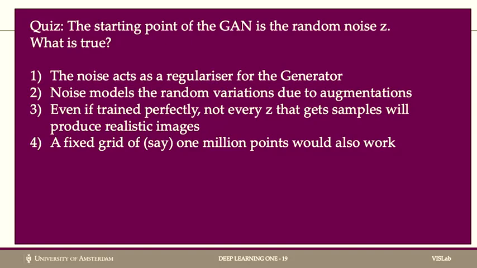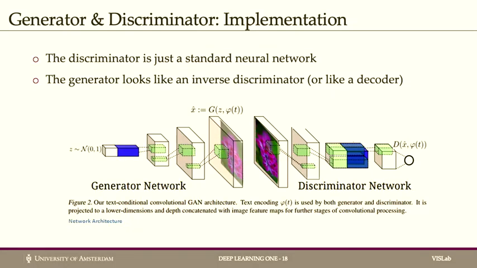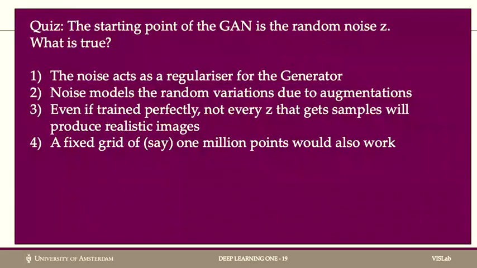All right, so we had in the last picture the starting point Z, in this case sampled from a Gaussian normal distribution 0, 1. So the starting point is this random noise. So what is true about this random noise? One, the noise acts as a regularizer for the generator. Two, noise models the random variations due to augmentations. Or three, even if trained perfectly, not every Z that gets sampled will produce realistic images. Or four, a fixed grid of, say, 1 million points would also work. They are very different points. Have a think about them.